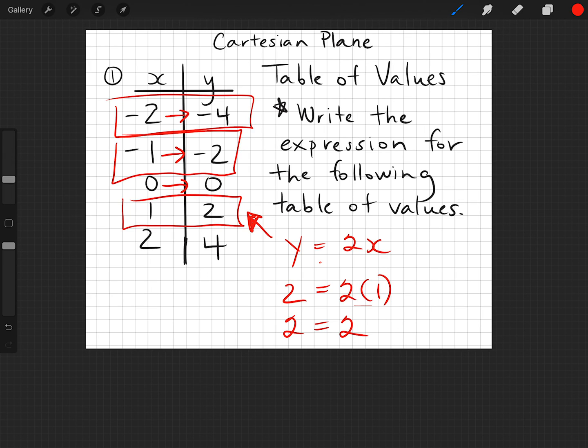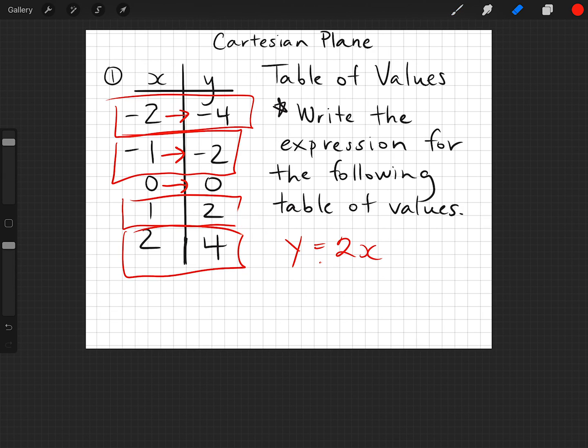So now what do we need to do? To make sure something works really well, we need to try it with one of the other pairs. Okay, so let's try the next pair. Oh, I suppose I didn't have to erase that. 2x. Okay, so let's try it with this pair now.